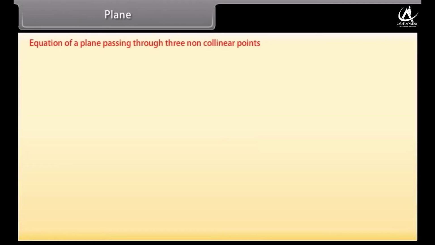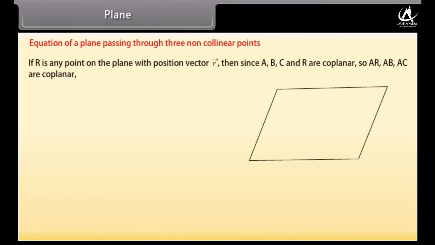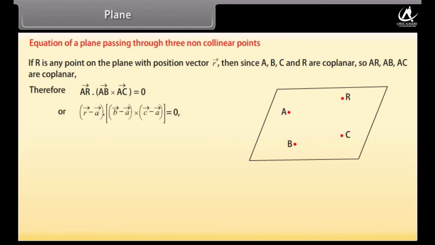Equation of a plane passing through 3 non-collinear points. If R is any point on the plane with position vector r, then since A, B, C, and R are coplanar, AR, AB, AC are coplanar. Therefore, the dot product of vector AR and the cross product of vector AB and vector AC equals 0. Or the dot product of vector r minus vector A and the cross product of vector B minus vector A and vector C minus vector A equals 0.